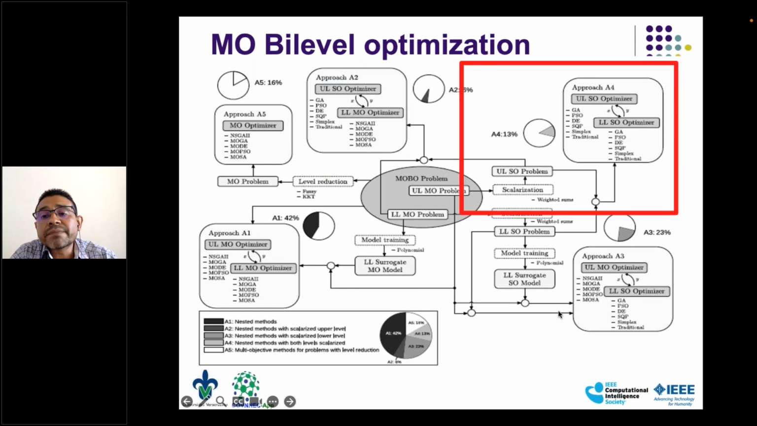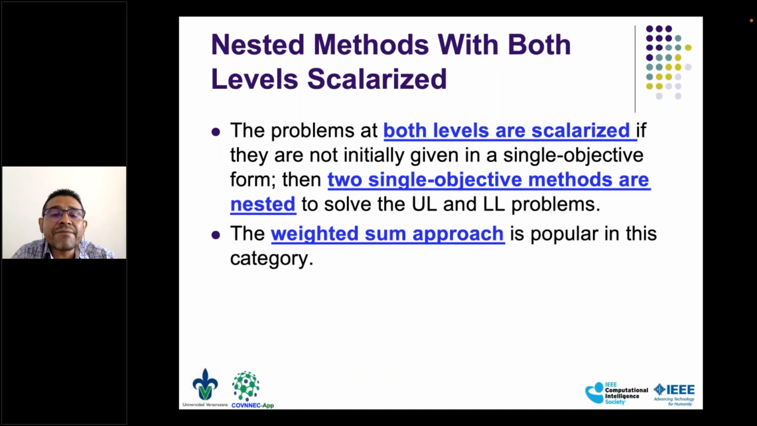Okay, I move now to group number 4. In this case, I have both levels scalarized. I have multi-objective optimization problems, but I solve them as a single objective function. So I use the weighted sum approach, which is also a very popular way to solve single level multi-objective problems. But in this case, I need to solve the upper level problem as a scalarized problem, and also the lower level as a scalarized problem.